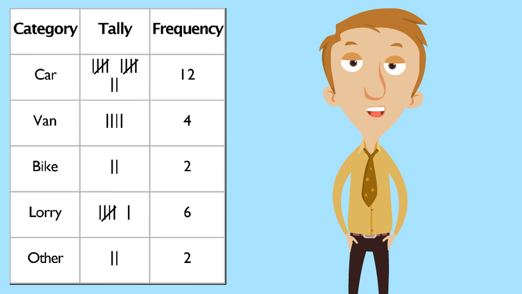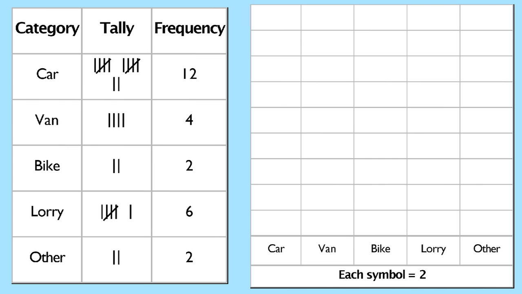So this is what your finished table should look like. 12 cars, 4 vans, 2 bikes, 6 lorries, and 2 other. Let's turn this into a scaled pictogram now. So here's our blank grid, and you'll see down the bottom we're going to use a scale of 2 for this. So each symbol is worth 2 votes. Instead of drawing 12 cars in a big line, we'll have to draw only half that amount. Pause the video and see if you can draw this pictogram using a scale of 2.